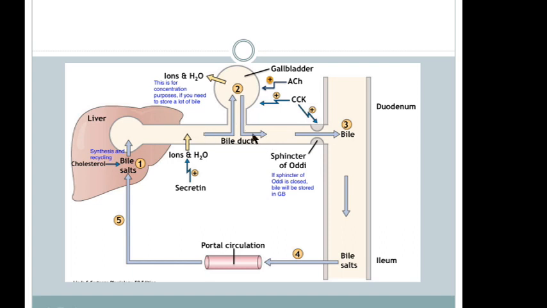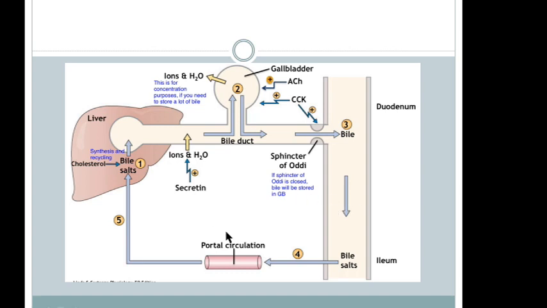Okay. When it is relaxed, bile enters into the duodenum, and from the duodenum it will enter into the ileum. From the ileum, 95% of the bile salts go back into the liver through the enterohepatic circulation through the portal vein, and 5% of the bile salt is excreted into the feces. Okay, hope everything is clear in this diagram.